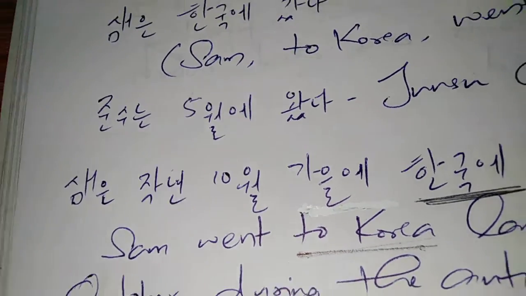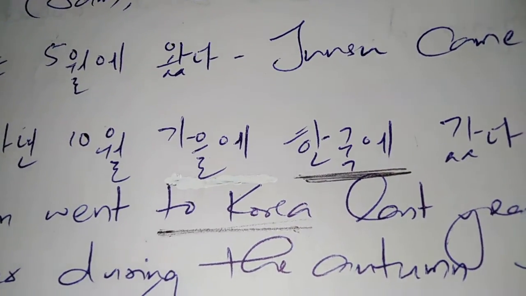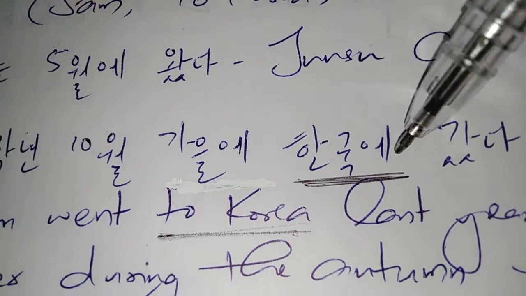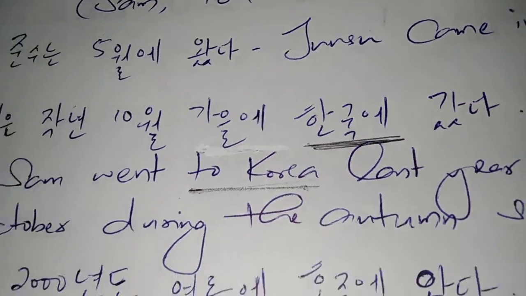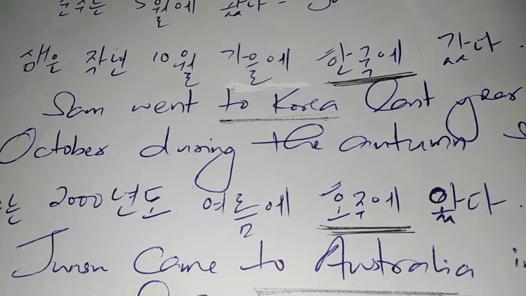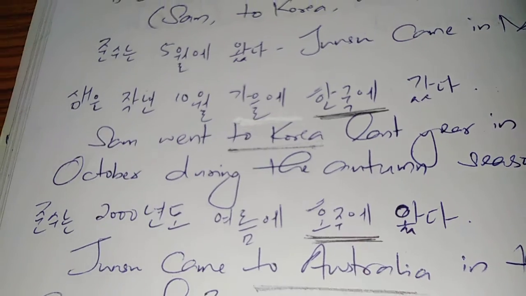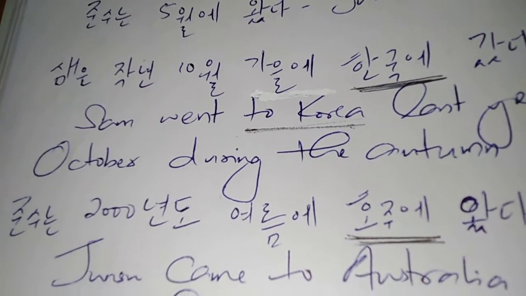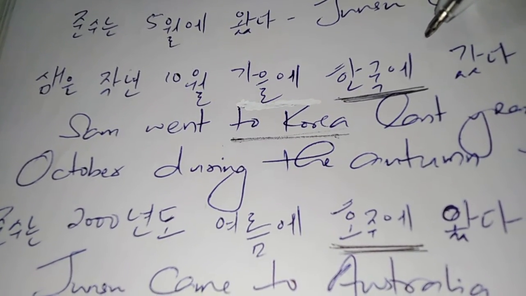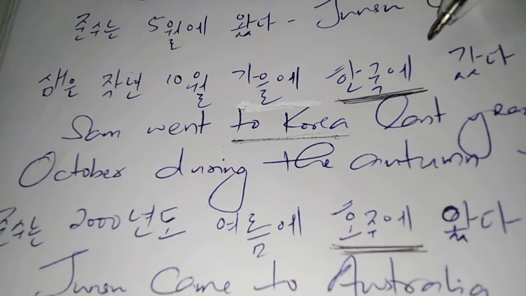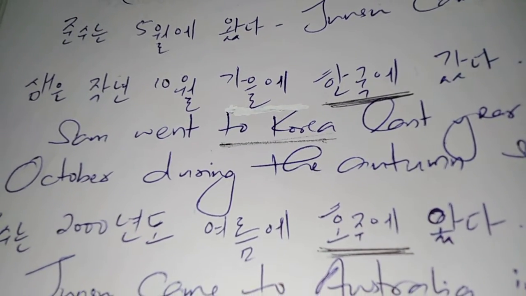And as to why I have underlined 한국에 and to Korea here is because the 에 here is same as to in English. So the English translation of this would be Sam went to Korea last year in October during the autumn season. So went to Korea. So that to here is indicated by the 에 in the Korean version. So 샘은 작년 10월 가을에 한국에 갔다. Sam went to Korea last year October during the autumn season.